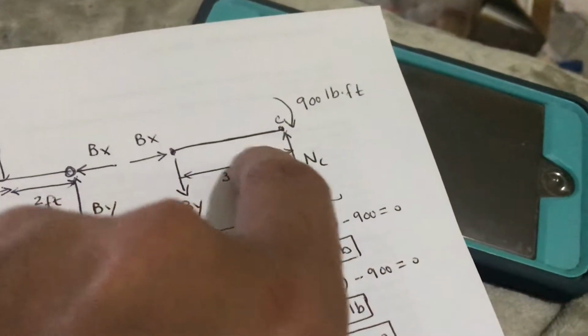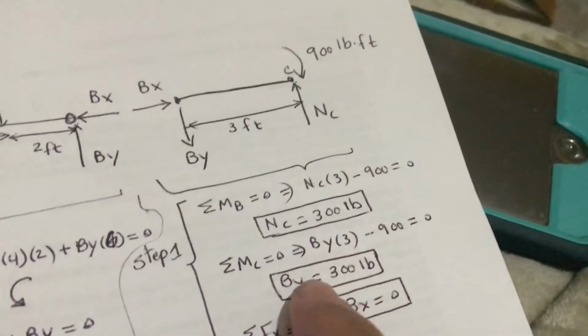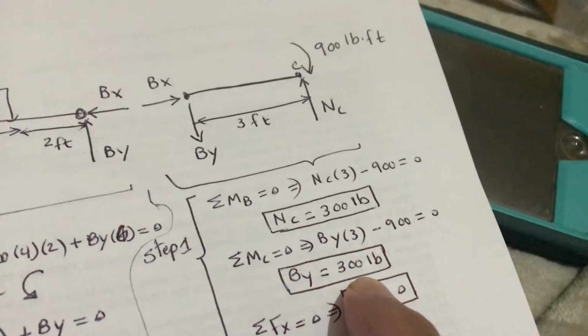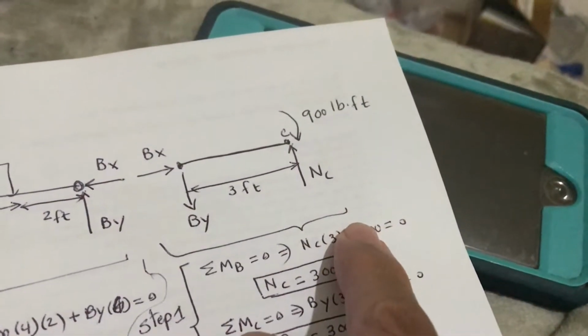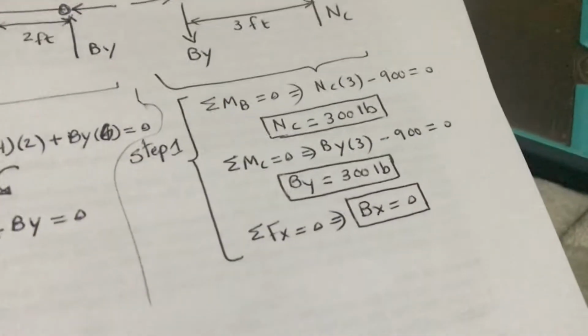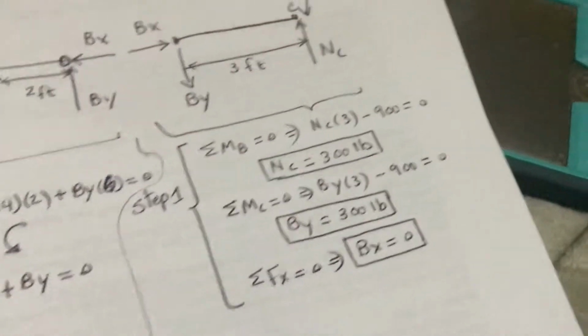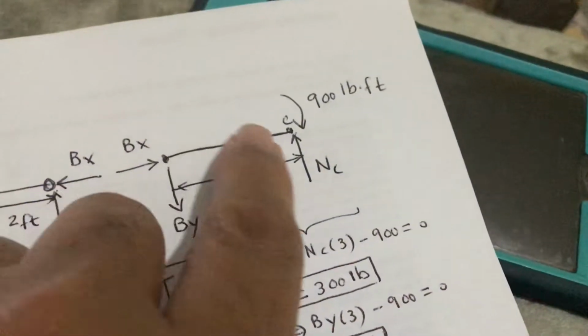This moment is also going to be negative, so minus 900 equals 0. Now By is equal to 300 pounds. Let's do the next thing: summation of forces in the X. You can see there's nothing in the X, there's only one, Bx. Bx is equal to 0. Since we took this joint and found everything, the whole point here is to find NC.